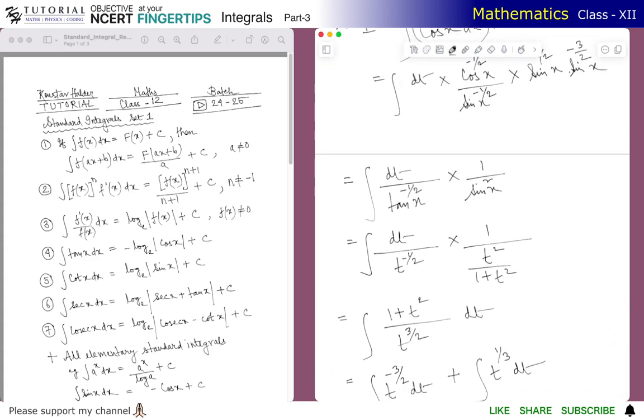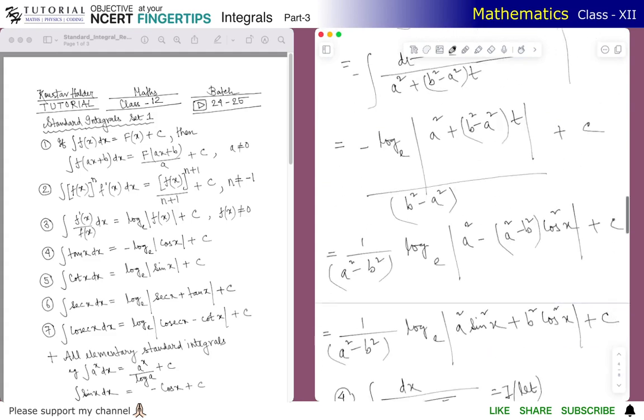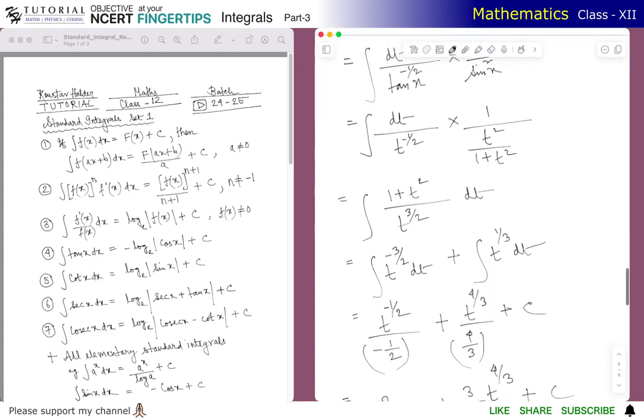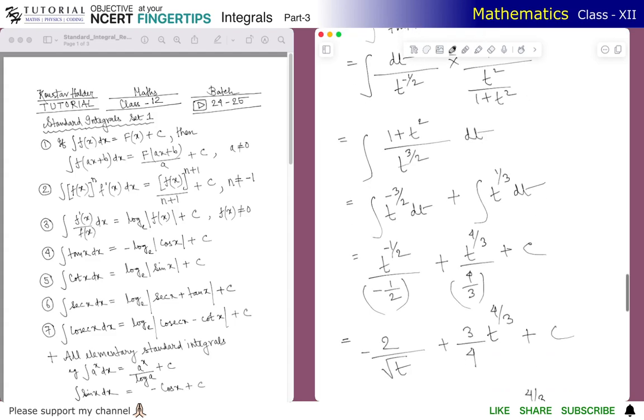Sin square x is t square by 1 plus t square. Okay. So 1 plus t square divided by 4, 3 by 2. 3 by 2 is fine. T to the power minus 3 by 2. And what is this? 2 minus 3 by 2, 4. This is half. I'm sorry. This is half. This will be half.